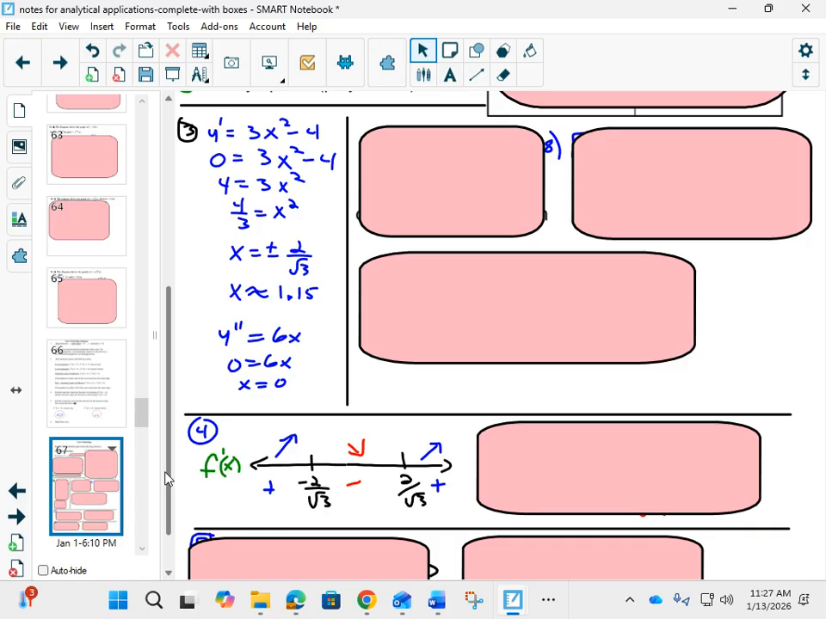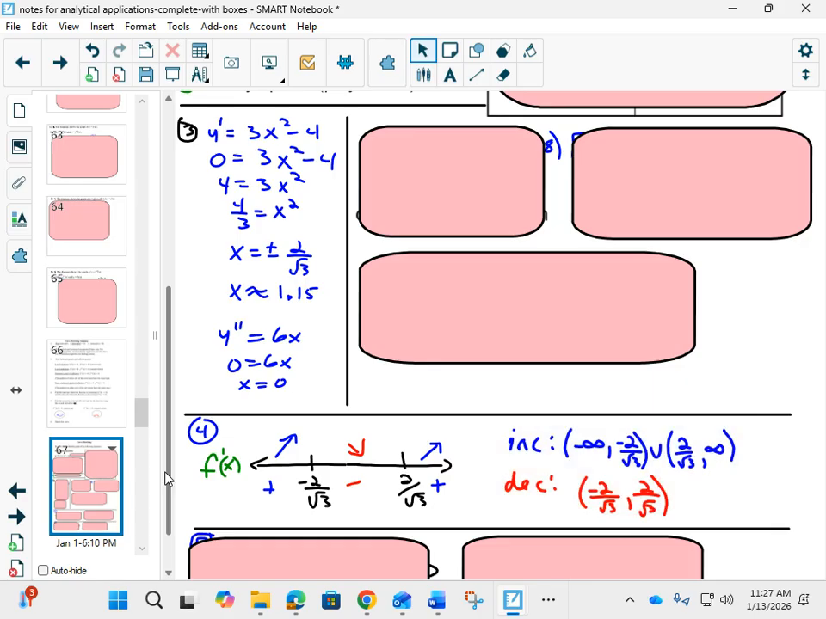From our first derivative, we can label the points where it was equal to 0 and do our sign diagram to figure out our original function needed to be increasing, then decreasing, then increasing. And we can write the intervals if we want to in interval notation. If it was asking you to graph, you wouldn't need to write those intervals down. But some questions do ask you which intervals is it increasing, which intervals is it decreasing.